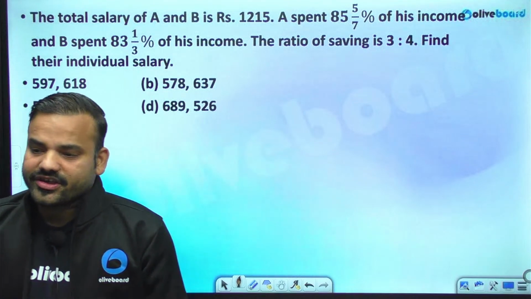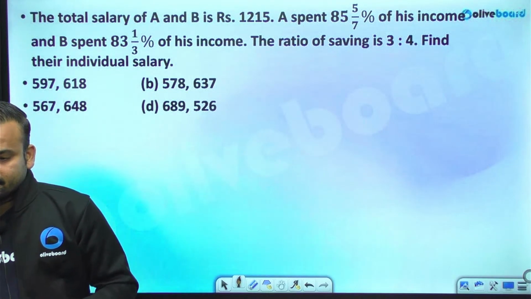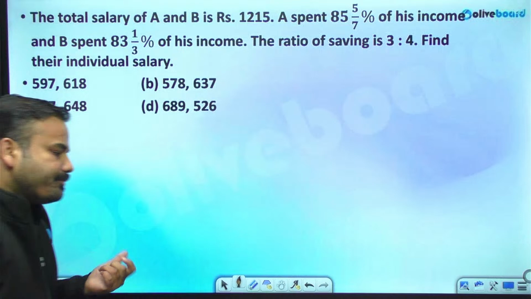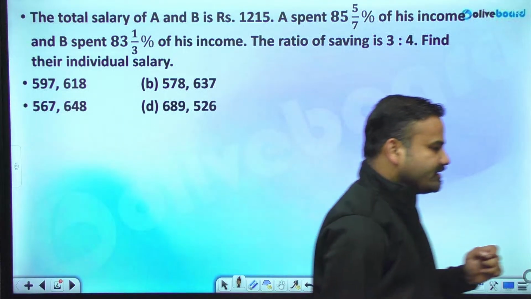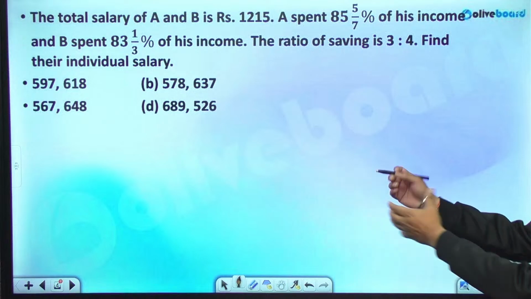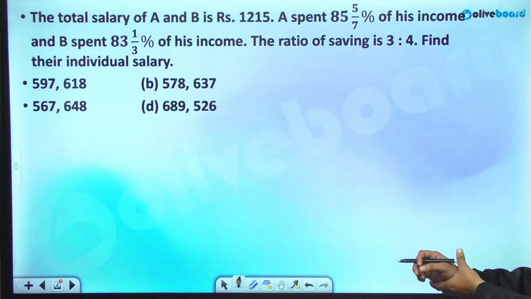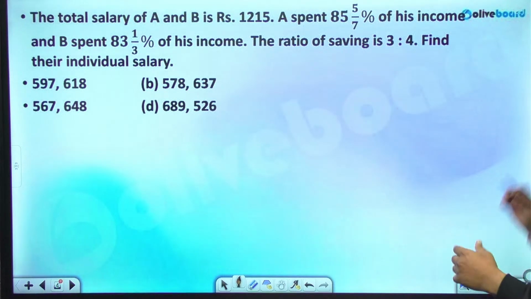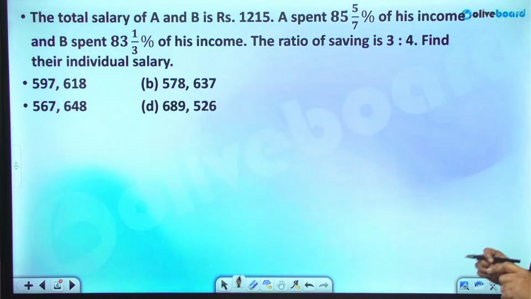This particular question is based on income and expenditure. Let's have a very different approach to solving this question. Let's see how efficiently we are solving it. Read the question. This might seem to be a very interesting question. It is very calculative, but we will not be calculating much. We will do it with a very simple method.